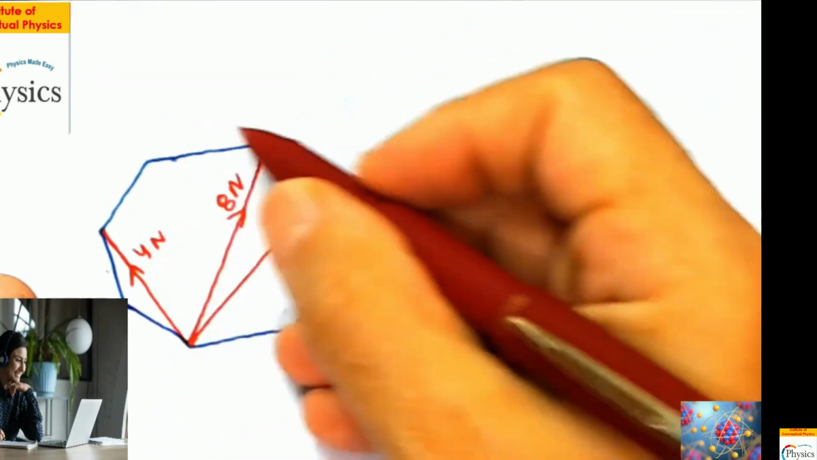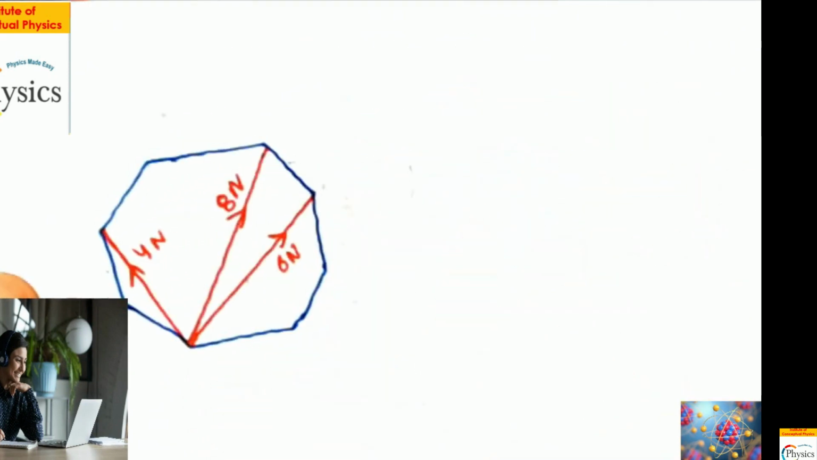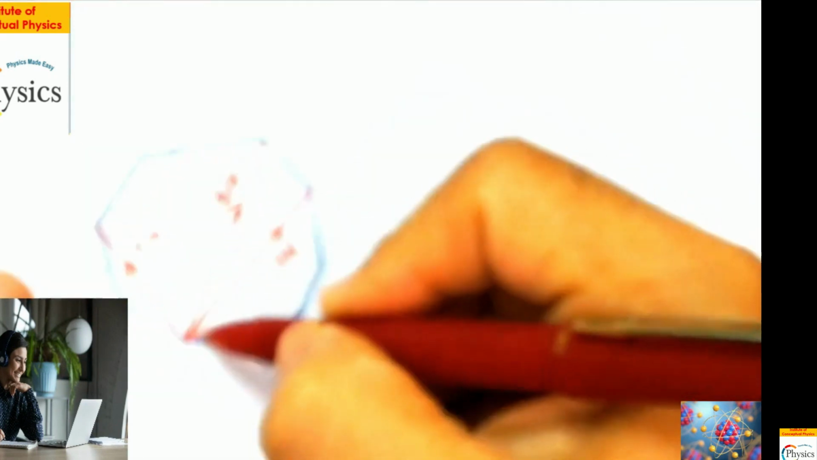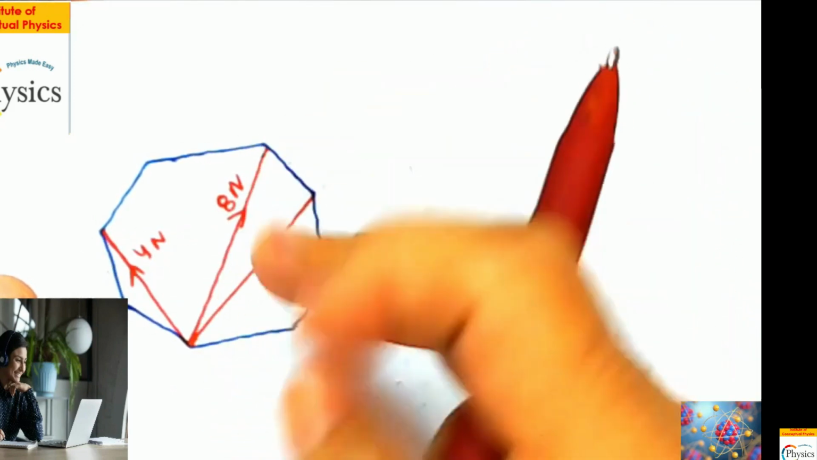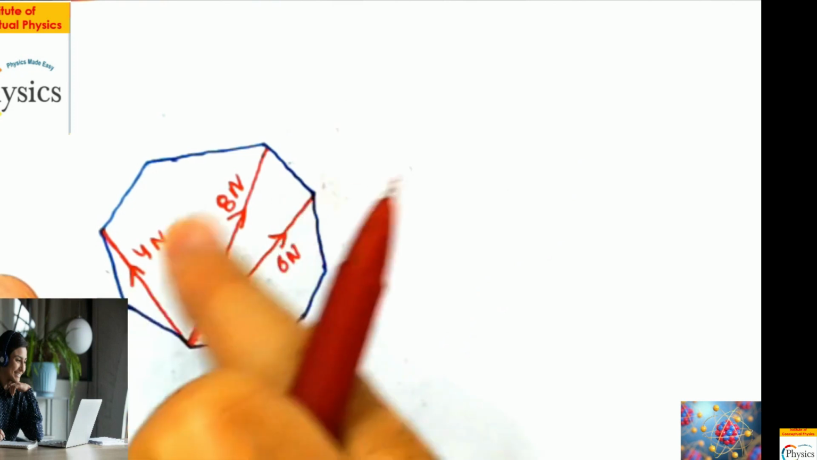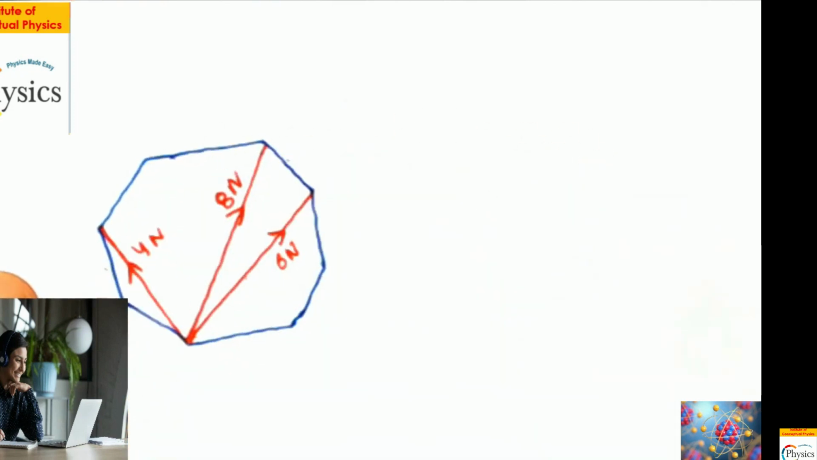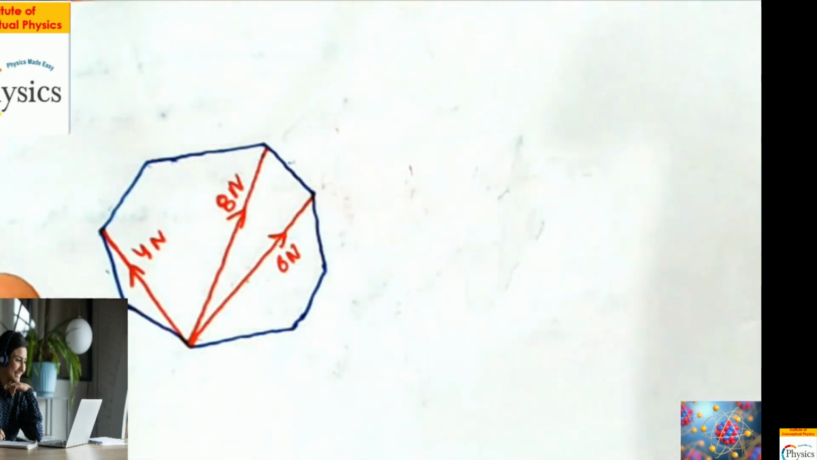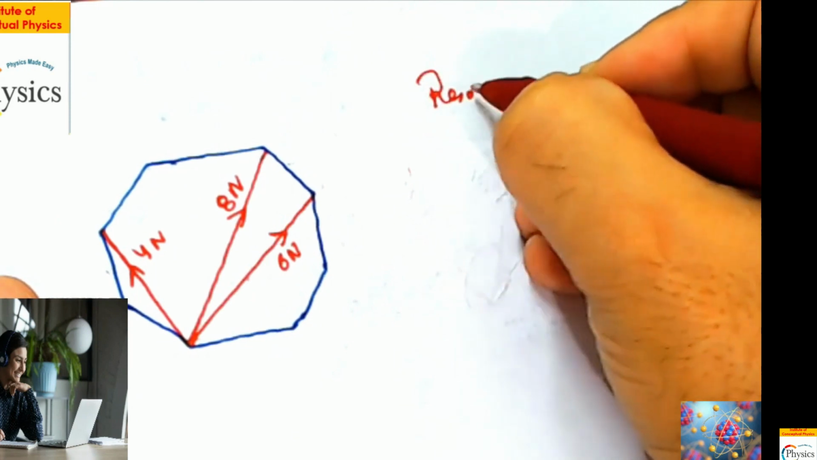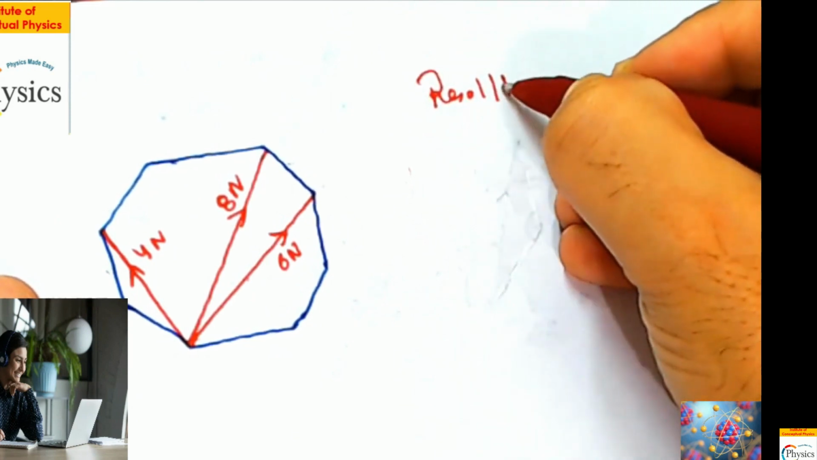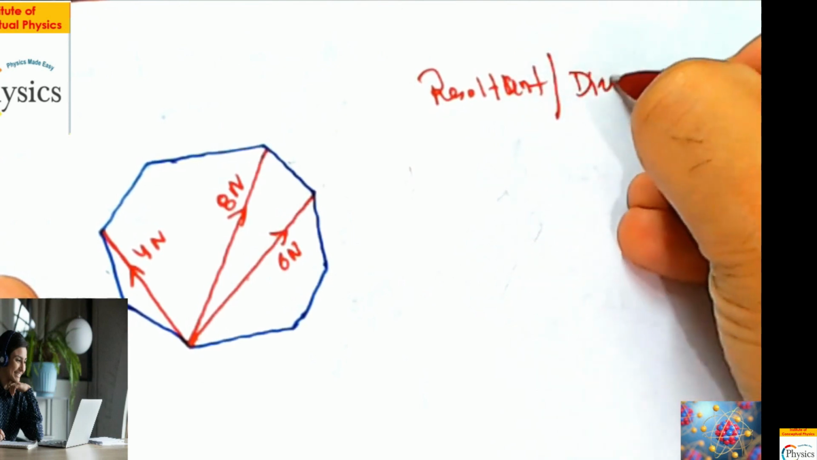So the situation is that you have this octagon, and there are three diagonals of the octagon that represent three forces. You're supposed to find the resultant of these three forces, and you are expected to find the direction of the resultant.